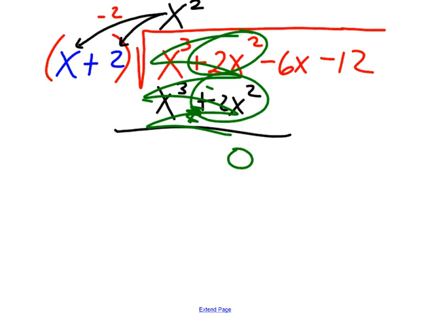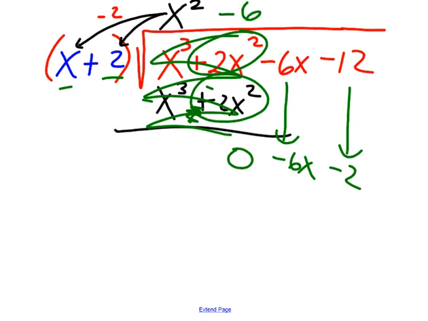I get a 0, and then I have to bring down more stuff. Always bring down; you have to have 2 things to work with. If you have 2 things here, you'll need 2 things to work with. Okay, and then you should have said x squared, and then, okay, how can I get this to match up? A minus 6 right here. Minus 6 times the x will make minus 6x. Awesome. Negative 6 times positive 2 makes negative 12.